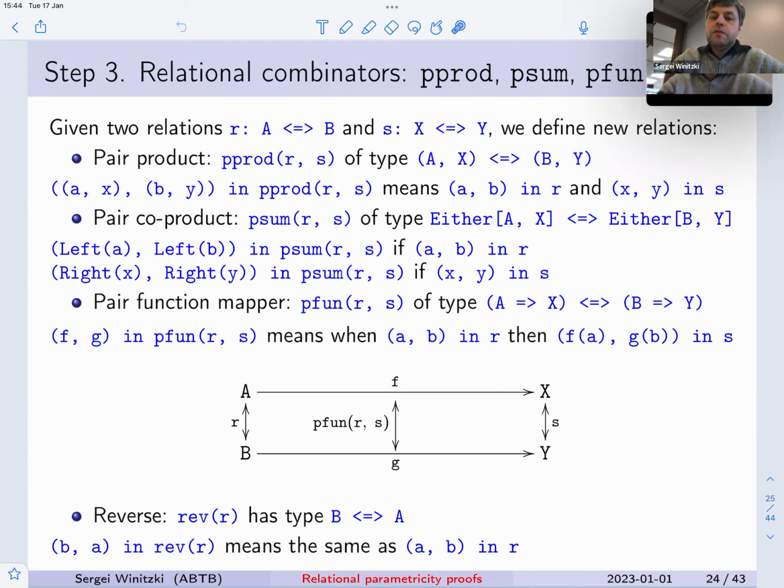And the final very simple combinator is a reverse relation. So if you have a relation R between A and B, then the reverse relation is between B and A, and it's defined just by reversing the order of the arguments. It's equivalent to the relation R in its information. You can always reverse back. Reverse of R is just the same as R.